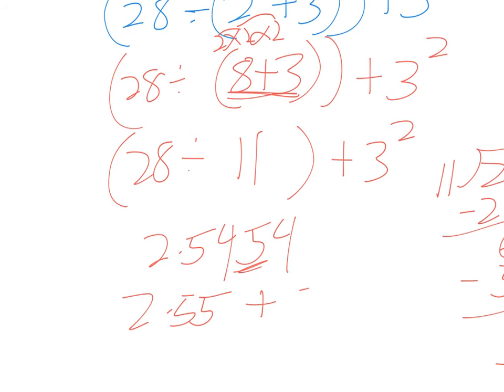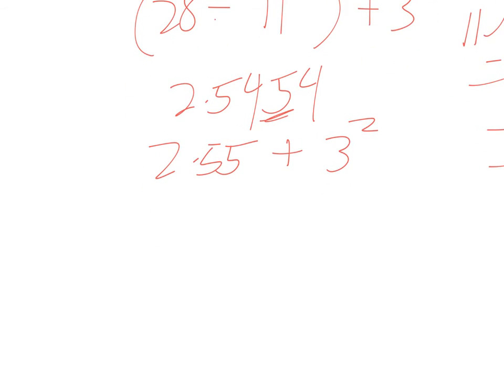plus 3 squared. Notice I continue to work down the problem to evaluate and come up with my solution. 2.55 plus 3 squared. 3 squared is 3 times 3. I'm in exponents now, so 3 times 3 is 9 plus 2.55. Not too bad to add these. Just add my whole numbers. 9 plus 2 is 11, and 55 hundredths is what the problem ends up equaling. So 11.55 would be my answer to this expression.